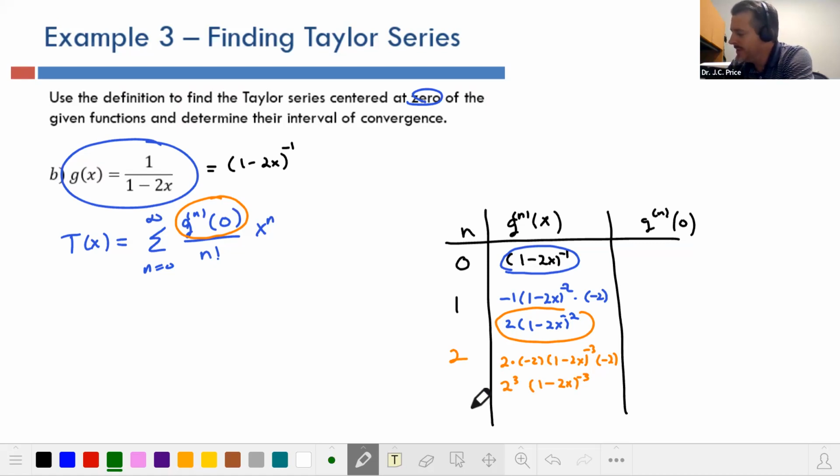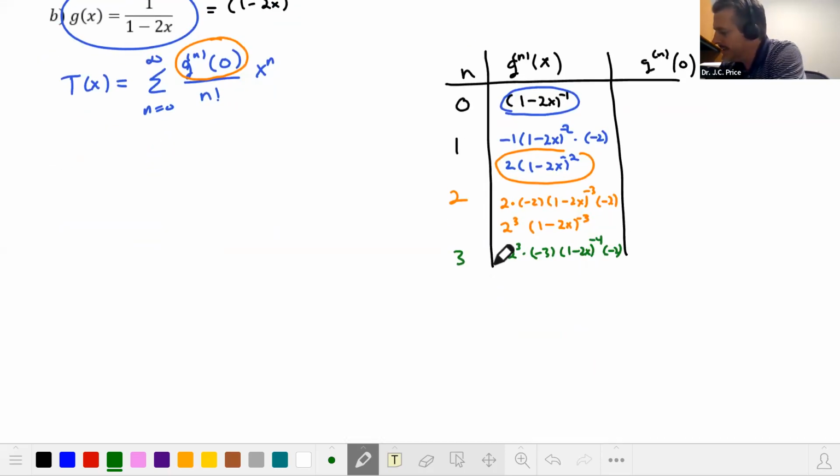And then we just keep on doing this to see what happens. And I'm getting a feel for what's going to happen here. So the negative 3 is going to come down. So we have 2 cubed times negative 3 times 1 minus 2x to the negative 4 times the inside, which is a negative 2 again. All right, so what's that equal to? Let me extend this a little further because I need to get a pattern going here. Once I get the pattern going, then I can figure out what's happening. So here, I'm going to have 2 cubed, and I have 3 times 2. So it's really 2 to the 4th times a 3, 1 minus 2x to the negative 4th.